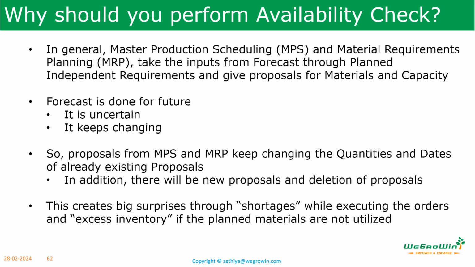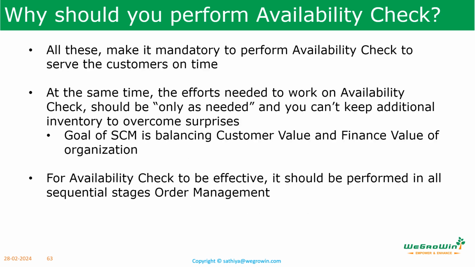In general, master scheduling and material requirements planning take input from forecast. We know forecast is done based on the future, which is uncertain and keeps changing. So the proposals coming from MPS and MRP keep changing. The quantities and dates of already existing proposals will also change. In addition to this, we will get a lot of new proposals. These things create big surprises through shortages while executing the orders, and may also lead to a lot of excess inventory if the planned materials are not utilized properly. All these things make it mandatory to perform availability check to serve the customers on time, and at the same time to protect the financial balance of the organization.